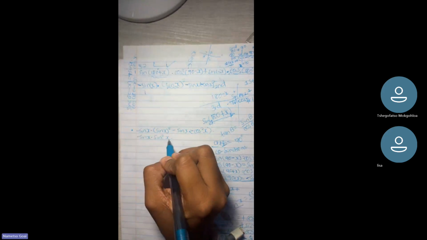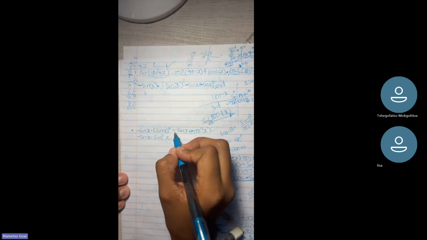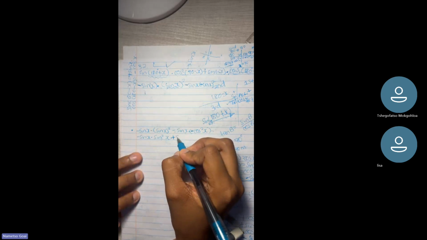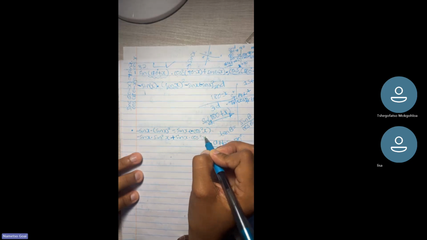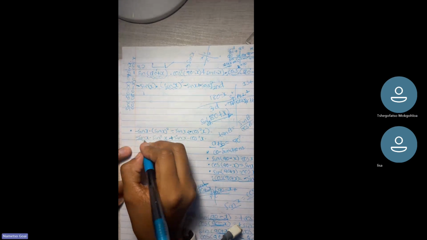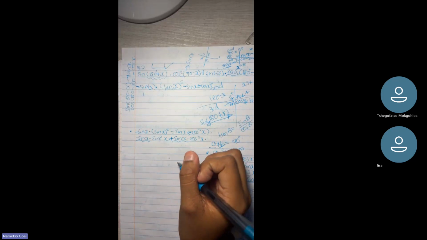Minus sine x. Yeah, we multiply these negative signs together, then we'll have plus sine x multiplied by cos squared x, right? Now, when we look at this, we have a negative sine x, we have a positive sine x, right?